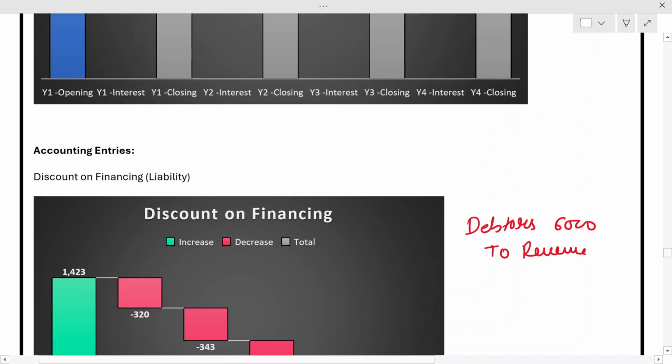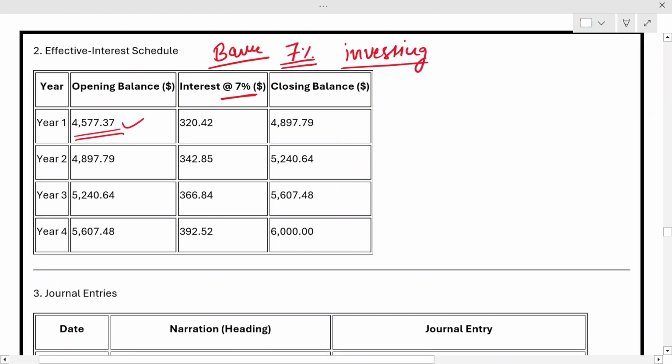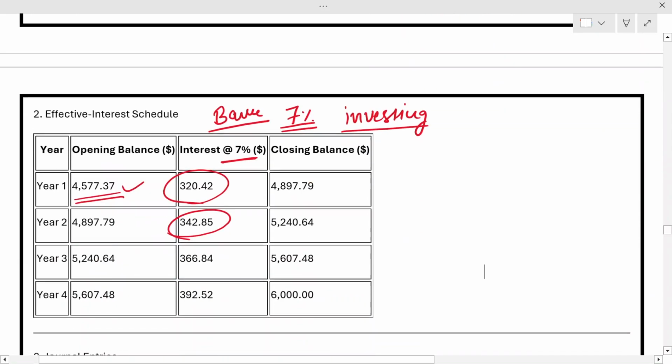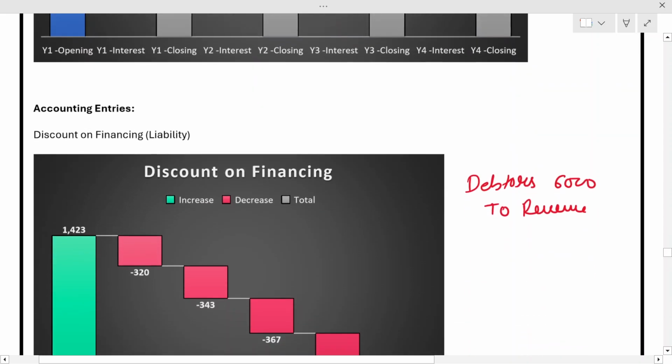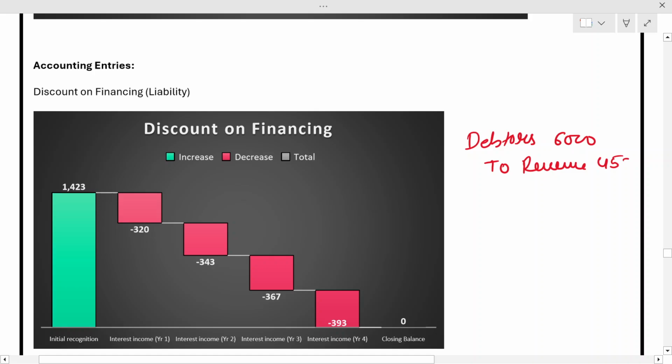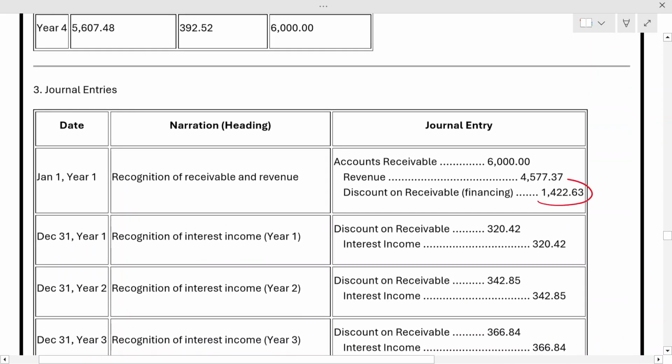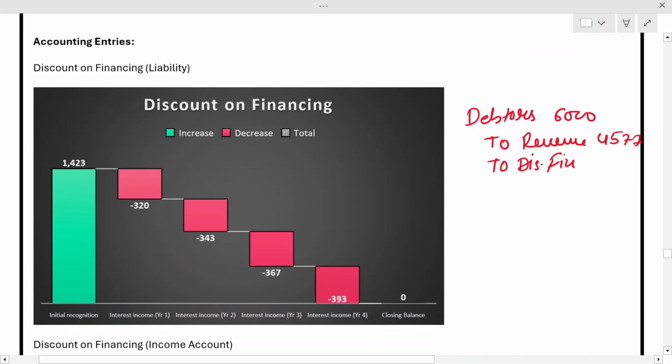The revenue is not your interest component as of now, because this interest you will be earning in different years, at different points of time. So the revenue for you will be its present value, which is 4577 here. And there will be some discount on financing, or I can say discount on receivables. The number for that was 1422, so I take it as 1422 or 23.